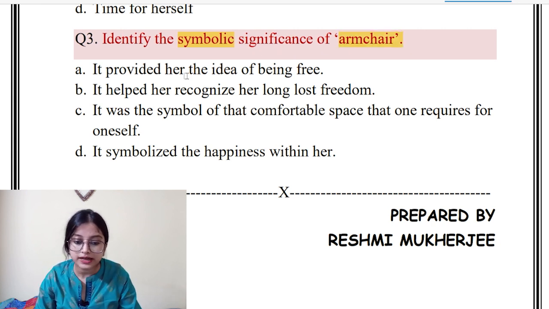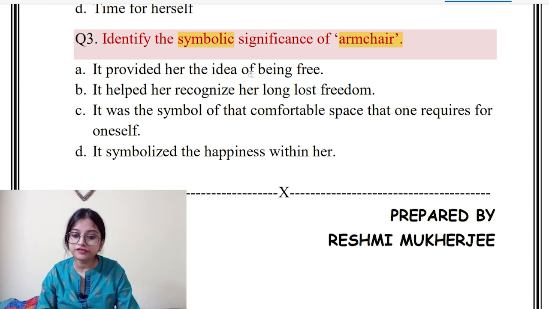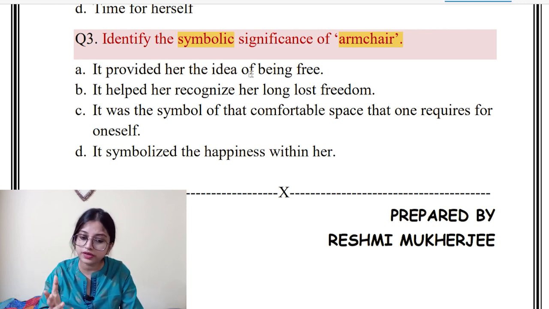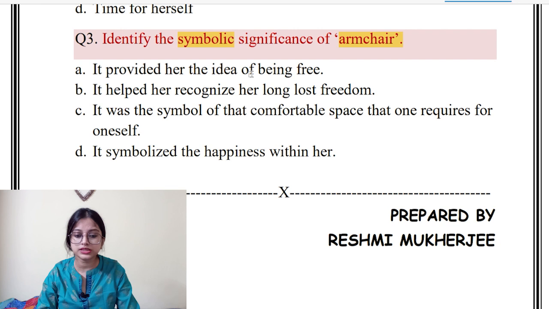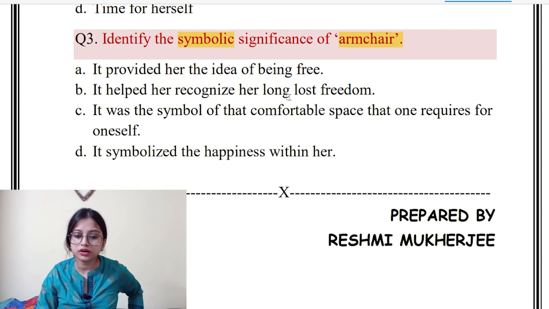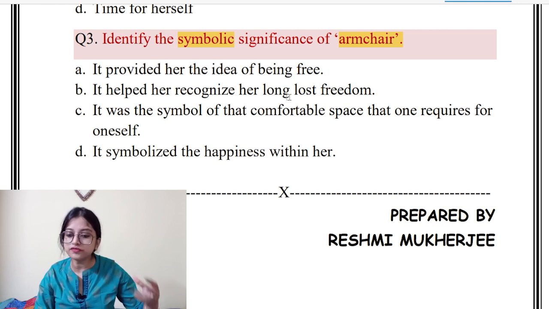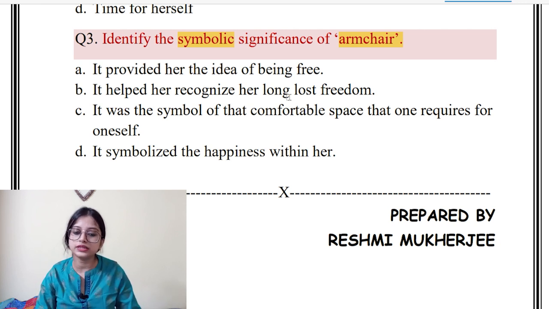What is it? It provided her the idea of being free. So symbolic significance is asked. So being free, is the armchair giving her the idea of being free? Alright, let's see what are the other options. It helped her recognize her long lost freedom. So this is also not that wrong, but not that correct also. It was a symbol of that comfortable space that one requires for oneself. It symbolized the happiness within her.